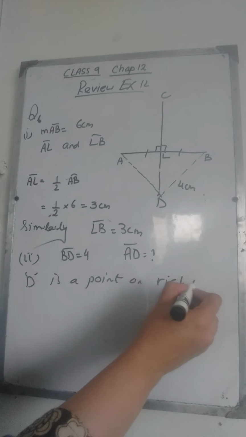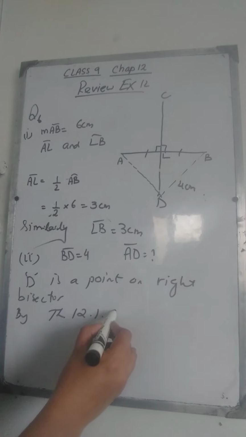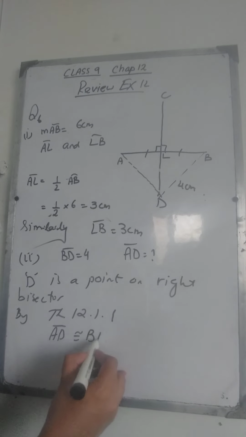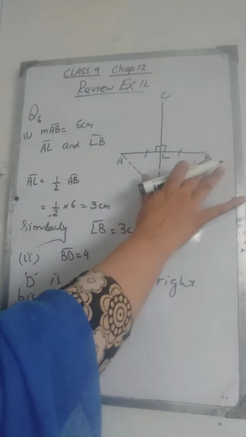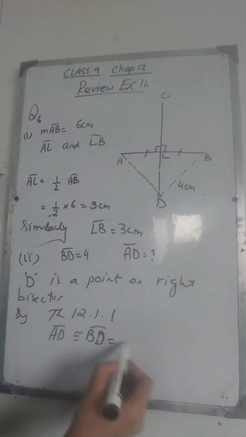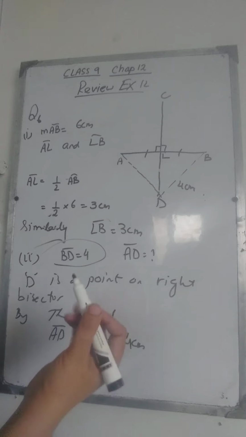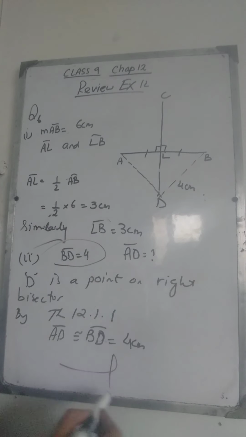According to the first theorem that we did in this chapter, theorem 12.1.1, AD must be equal to BD, because any point on the right bisector of a line is always equidistant from the endpoints. These are the endpoints and this is the right bisector. DB must be equal to DA. It means that AD is also equal to 4. They have given us that BD is equal to 4. If BD is equal to 4, then AD being equal to BD will be equal to 4. And this completes the solution of this question and chapter 12 also.